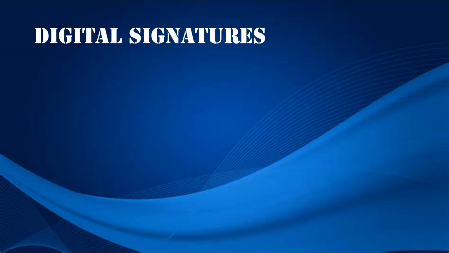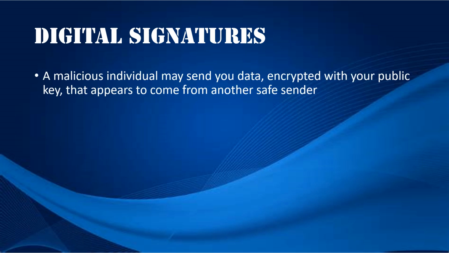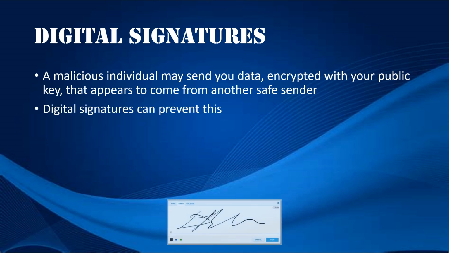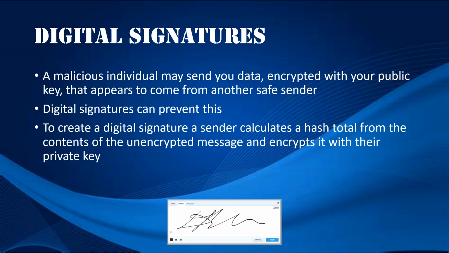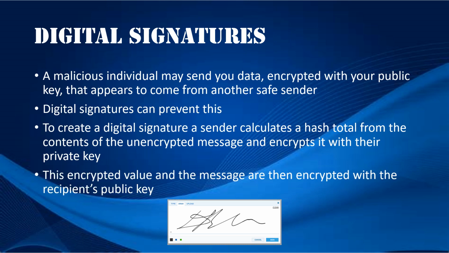A malicious individual may send you data that is actually malware, encrypted with your public key, that appears to come from another safe sender in the hope that you will open it. Digital signatures can prevent this. To create a digital signature, a sender calculates a hash total from the contents of the unencrypted message and encrypts it with their private key. The encrypted value and the message are then encrypted with the recipient's public key.